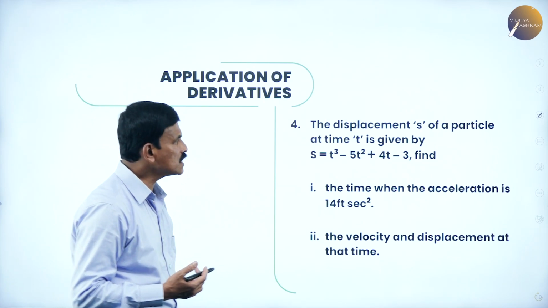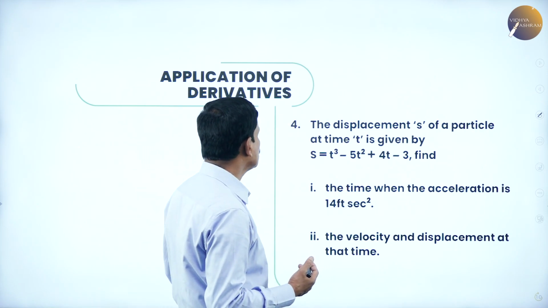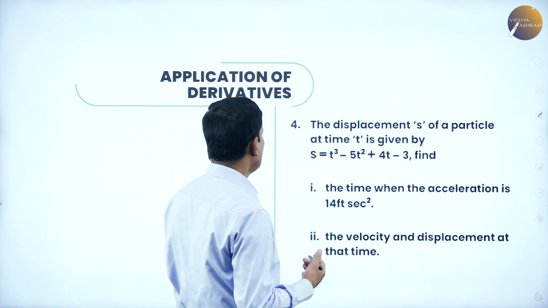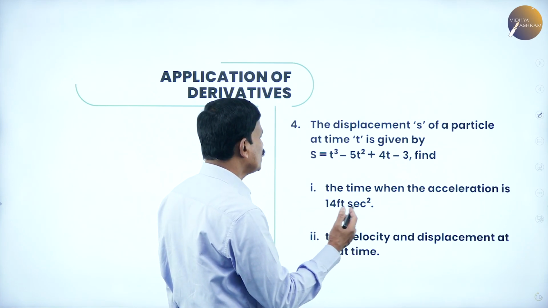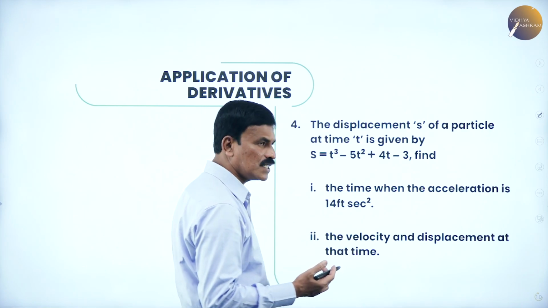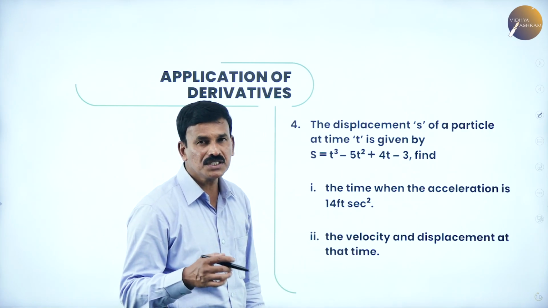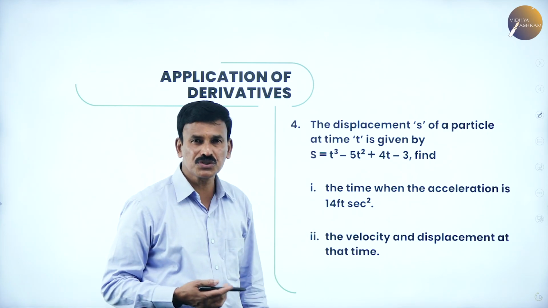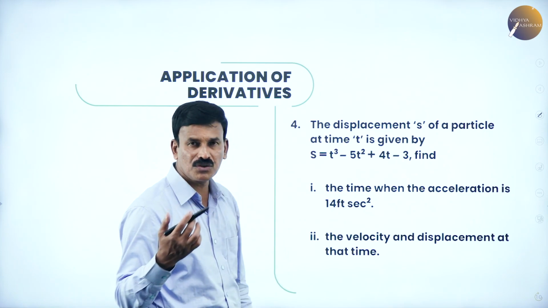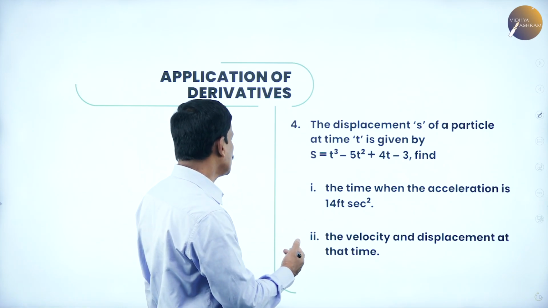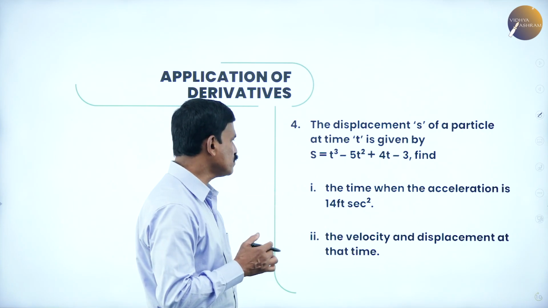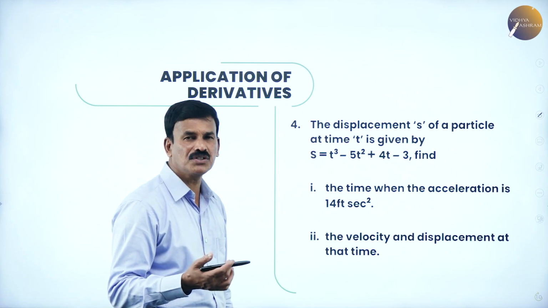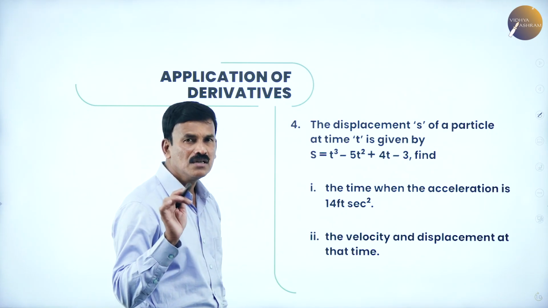The displacement s of a particle at time t is given by s is equal to t cube minus 5t square plus 4t minus 3. Find first the time when the acceleration is 12 feet per second square. In the first problem, when the acceleration is 0, we have determined the time taken. Here, when the acceleration is equal to 12 feet per second square, we are going to find the time taken. Similarly, the velocity and displacement at that particular time. Okay. Now, first find out t, then find out the velocity and acceleration at that particular value of t.